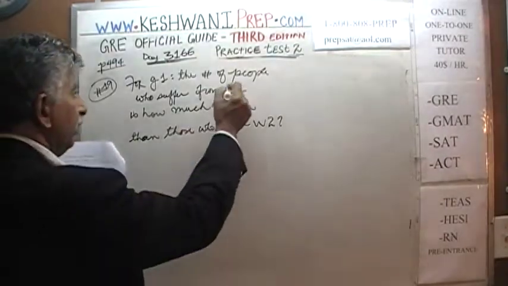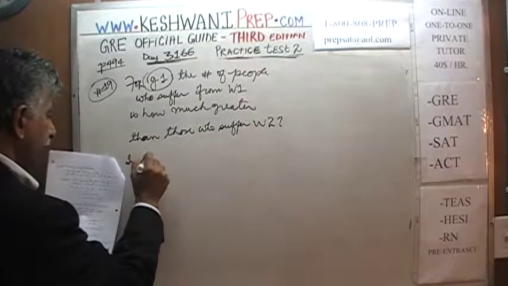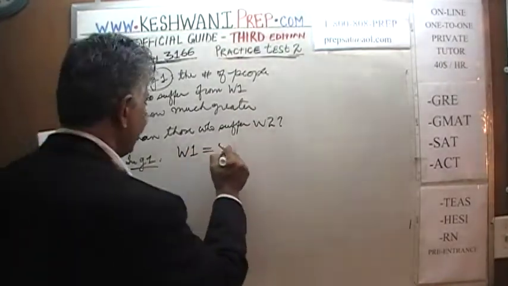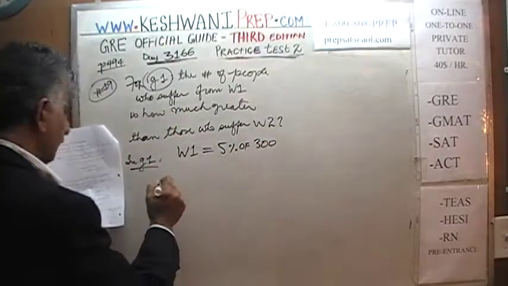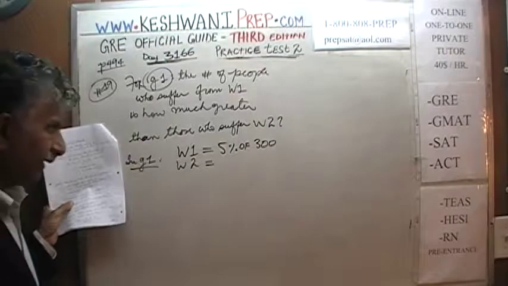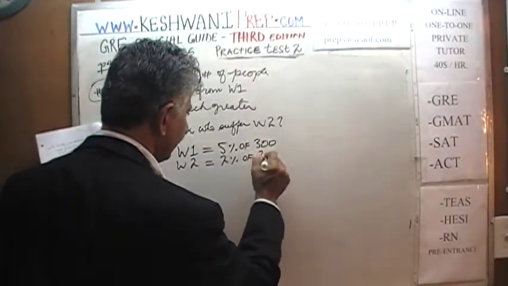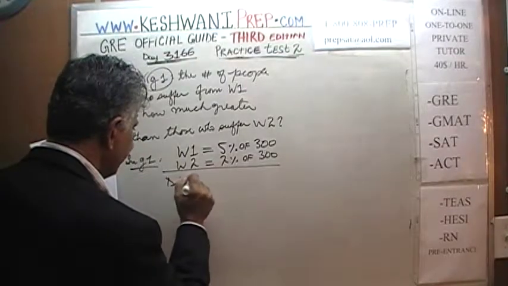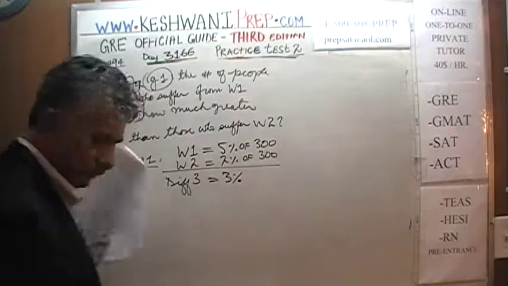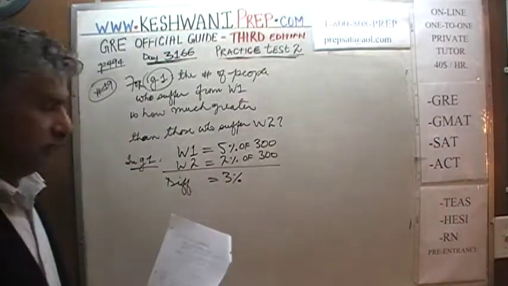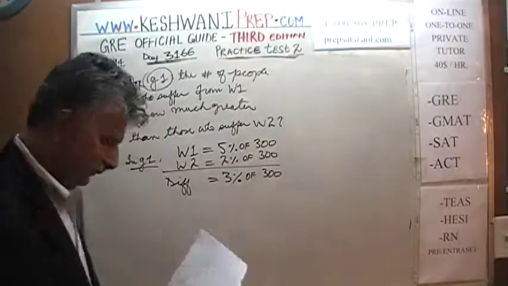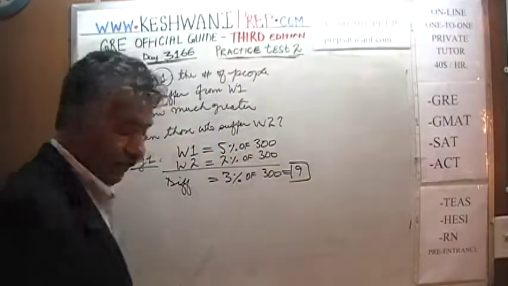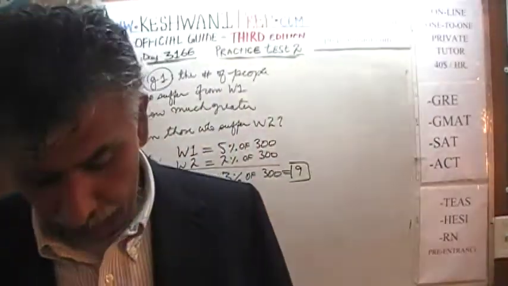If you look at the chart, you will see that we're dealing with group 1, and in group 1, the number of people who suffer from the first type of whizzing, we are told, is 5% of 300. And the people who suffer from the second type is 2%, again of the same number of 300, which is the same group obviously. So the difference is 3%. 3% of what? 3% of 300. 1% of 300 is 3, 3% of 300 is going to be 9. And that was my answer.